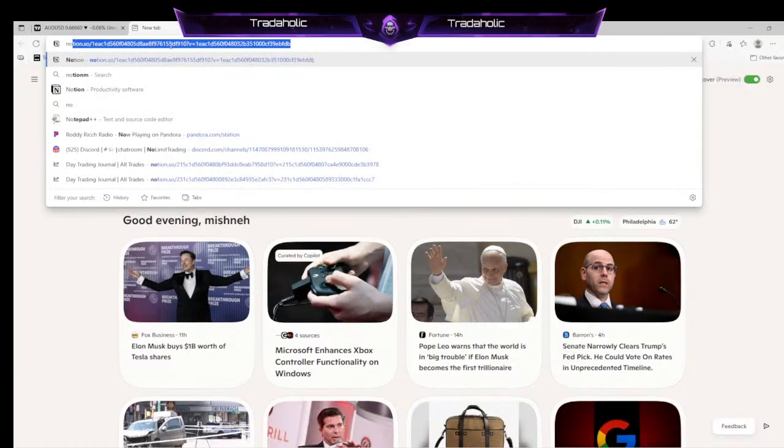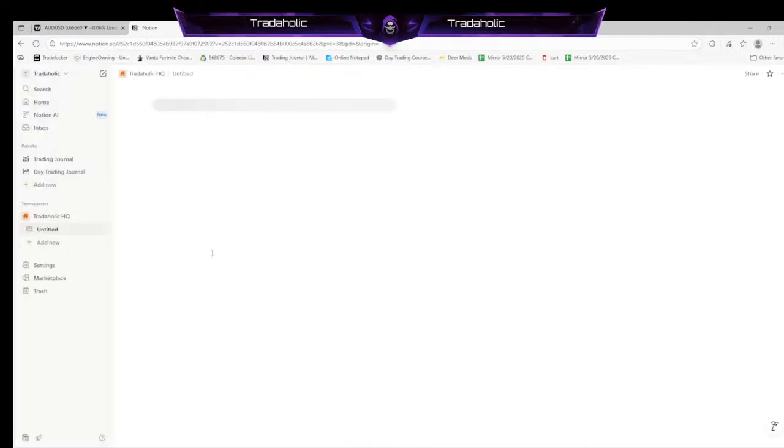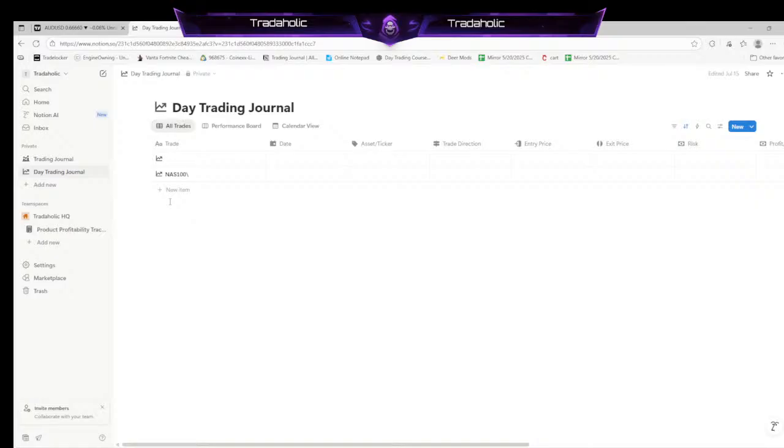Go in your browser and just type in notion.so. This will come up. You want to create an account and all that other stuff. It's free to use, right? You don't got to pay for it. You create an account and all that stuff.